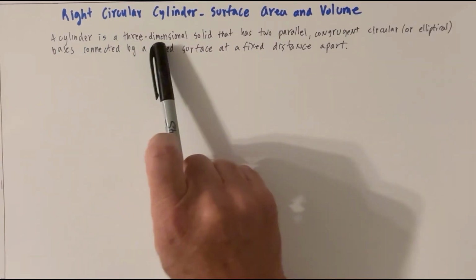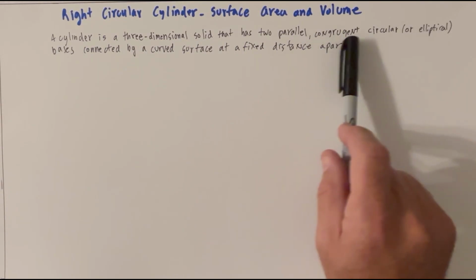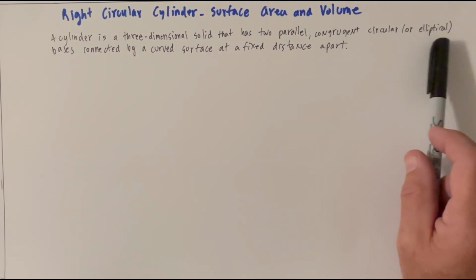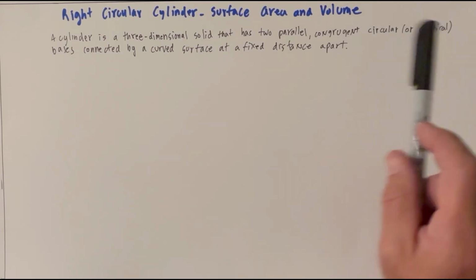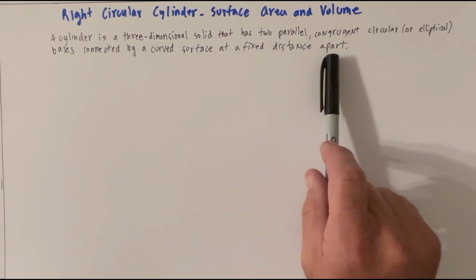A cylinder is a three-dimensional solid that has two parallel, congruent, meaning they're the same, circular or elliptical bases. It could actually be other types of geometric objects, but these are the most common. The bases are connected by a curved surface at a fixed distance apart.